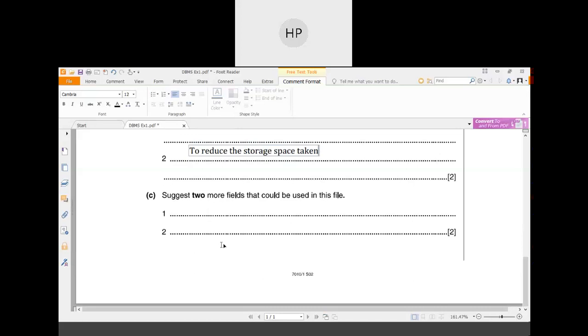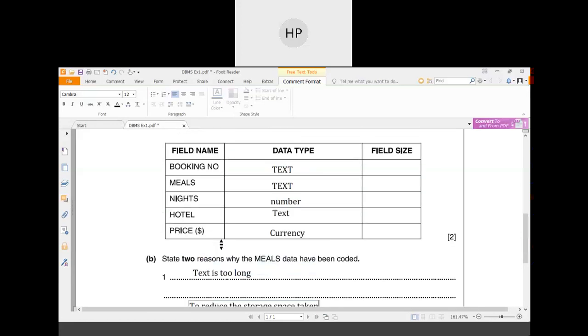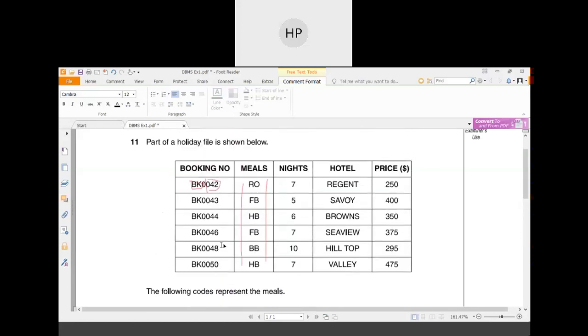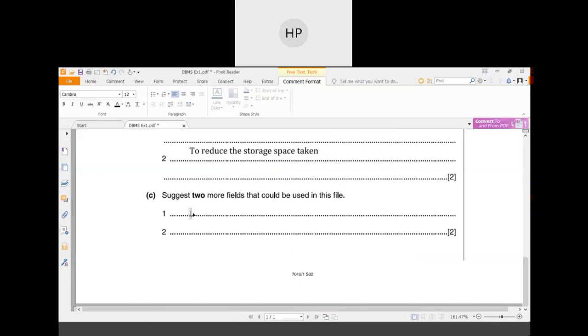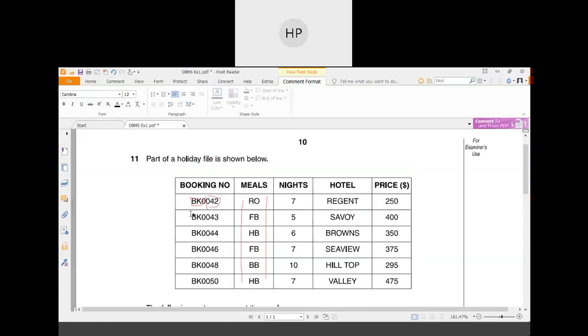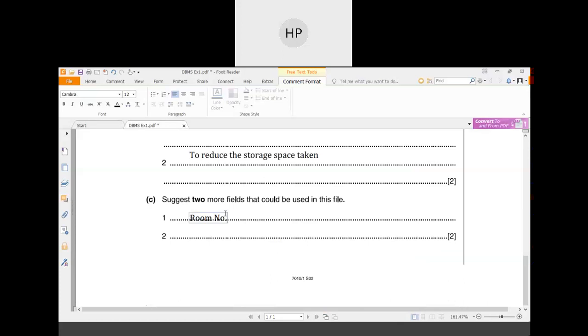Then suggest 2 more fields that could be used in this file. So what you need to do now is suggest 2 more fields that can be included in this particular table. Room number. Very good. The name of the guest. Booking number is already given. Date of booking? Correct.